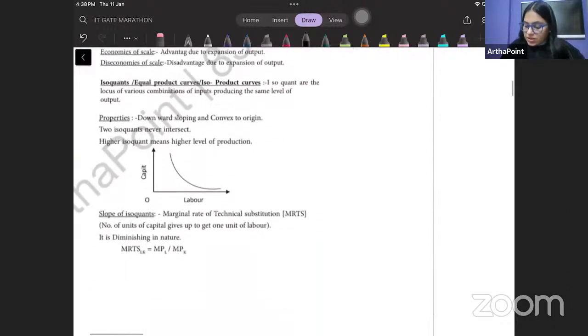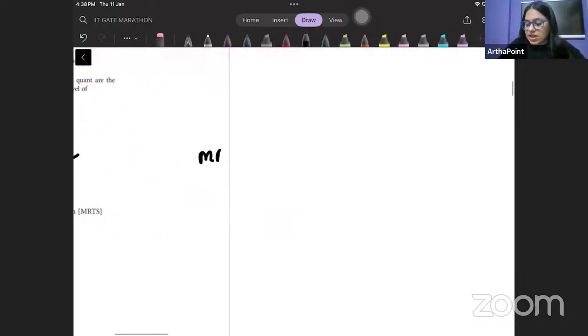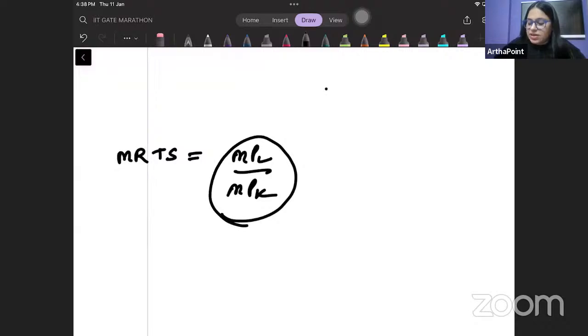Okay. Then we know what an isoquant is. The slope of the isoquant is the MRTS. This is nothing but MPL by MPK, right? And beta, whenever you write MPL by MPK, make sure that you know L is here and K is here, right?